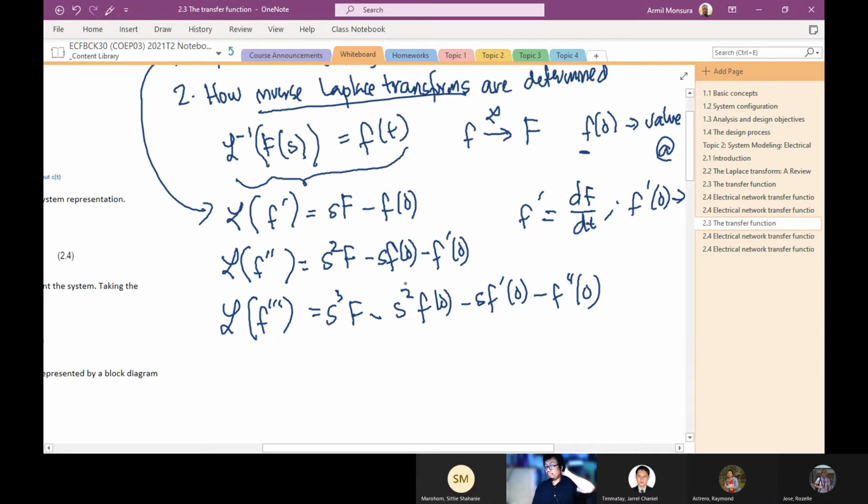Okay. So, kung makikita niyo yung pattern na yan, diyan, okay, that actually leads to a longer equation for higher derivatives of the Laplace transform. Okay, pero medyo obvious naman yung pattern na yan if you have to inspect this thing. Okay?